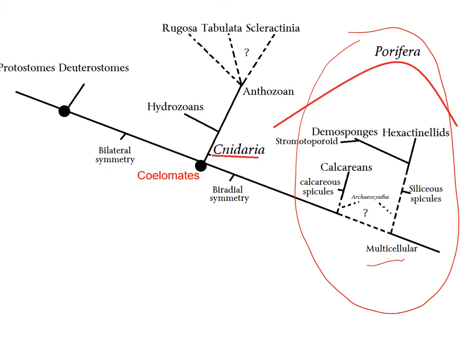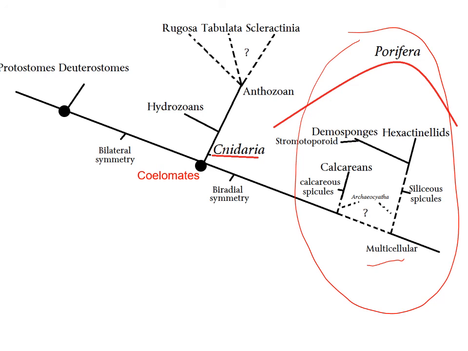As we move up our phylogenetic tree, we start seeing organisms that have biradial symmetry. This includes cnidarians. Now, the relationship between tabulates, scleractinians, and rugosans, or our anthozoans, is still not fully understood, but we know that they group together. Cnidarians also are one of the first groups of organisms that are coelomates, that have an internal body cavity, and that's going to include everything up the tree from here.